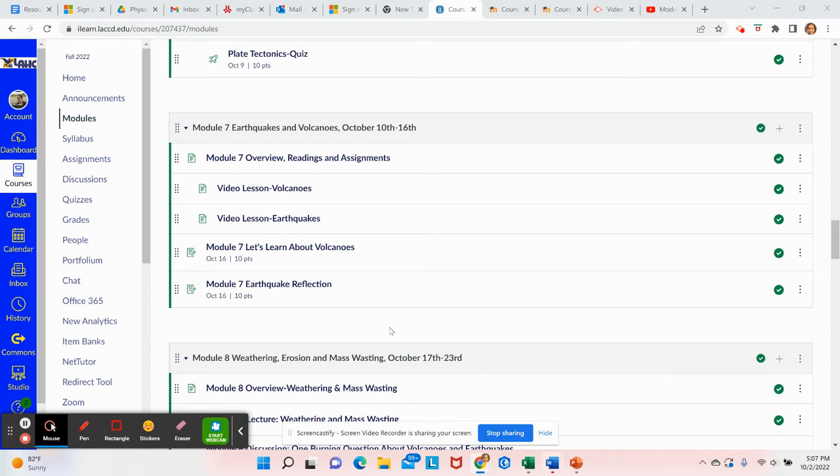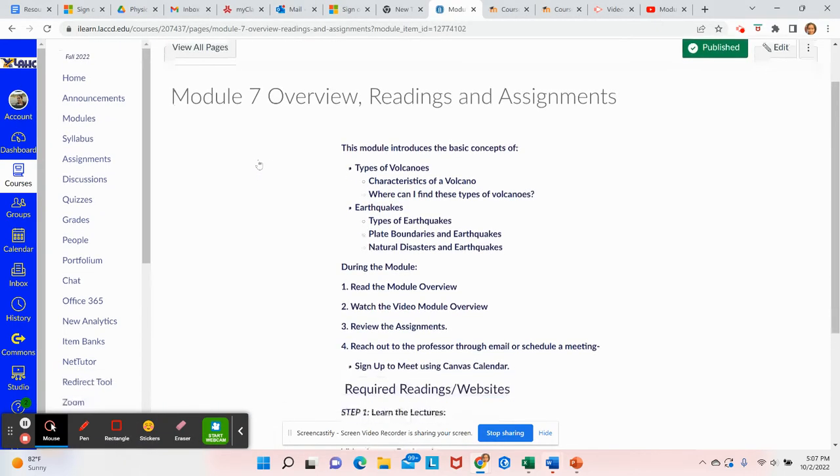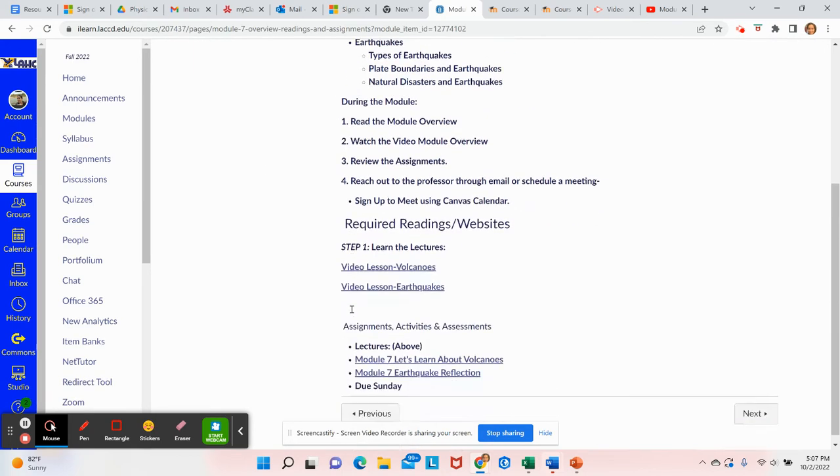So for Module 7, it's going to cover October 10th through the 16th. And as always, I encourage you to click on the overview. The overview is going to be that guide that takes us through everything you need to be doing for that given module, what we're going to be learning, and what we need to be doing in order to be successful, in order to get you that grade that you've always wanted.